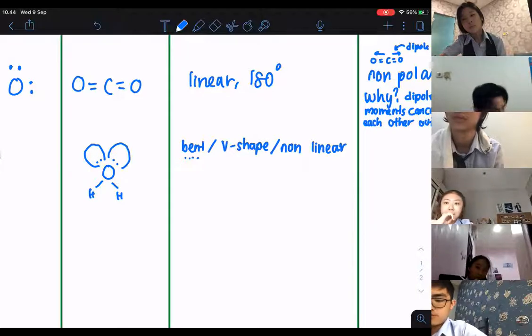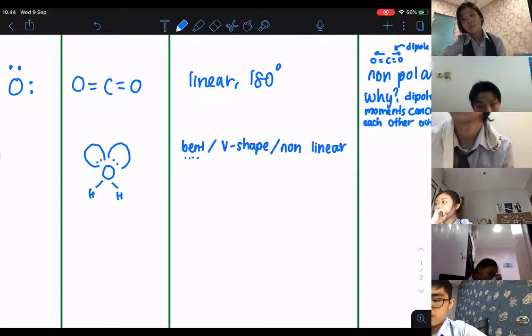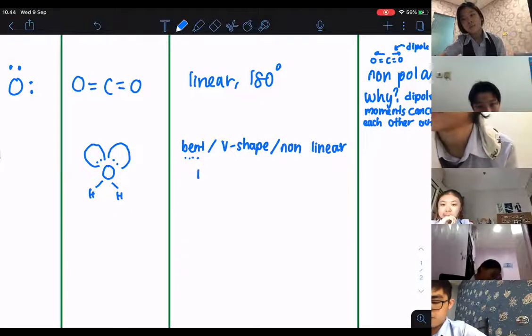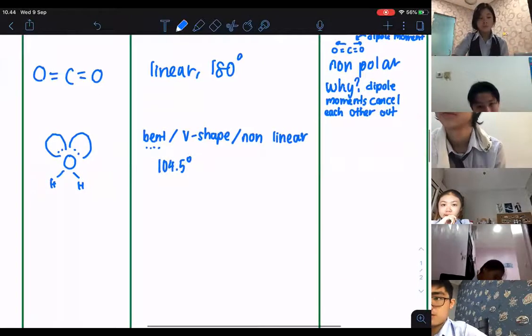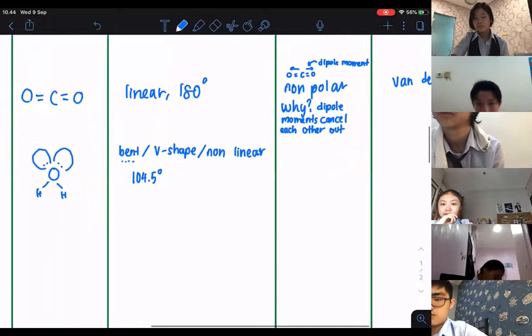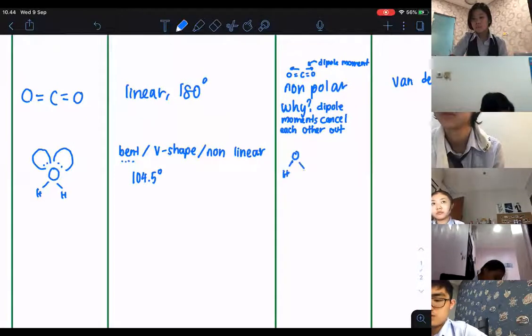The bond angle. Nicholas Chai, can you give me the bond angle for water? 104.5. Okay, very good, 104.5 degrees. So I want to know whether this one is going to be polar or non-polar. Is this polar or non-polar, Jasmine?